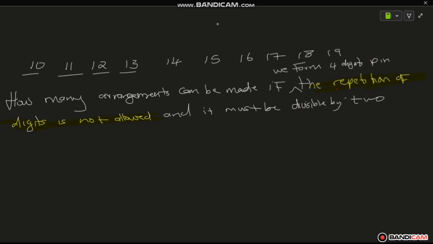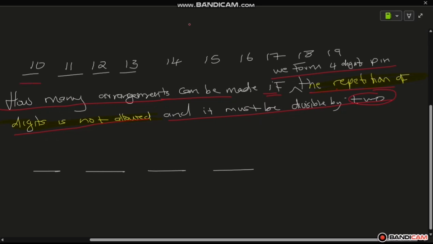So how many arrangements can be made if we form a 4-digit pin, then the repetition of digits is not allowed, and it must be divisible by 2. It must be divisible by 2. So we have 4 spots because they want us to form a 4-digit pin. I hope it makes sense.